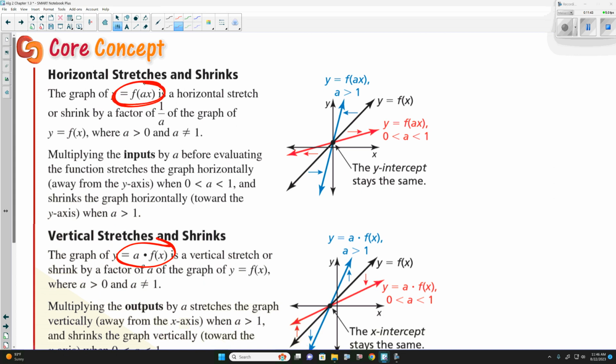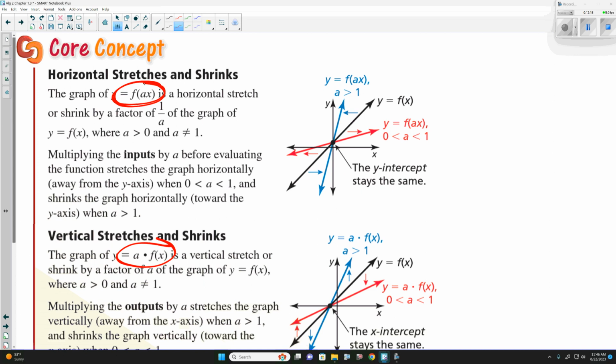Horizontal is one we have to be careful with, because again, like we said with identifying our translations left and right, it's the opposite of what we think. If it looks like it should go to the right, it's actually going to the left, and if it looks like it should be going to the left, it's actually going to the right. And the same thing's true with horizontal stretch and shrink. As we said, if the number is greater than 1, it's a stretch. If it's less than 1, it's a shrink. With horizontal, it's almost the opposite. If it looks like it should be a stretch, it's actually a shrink. If it looks like it should be a shrink, it's actually a stretch.